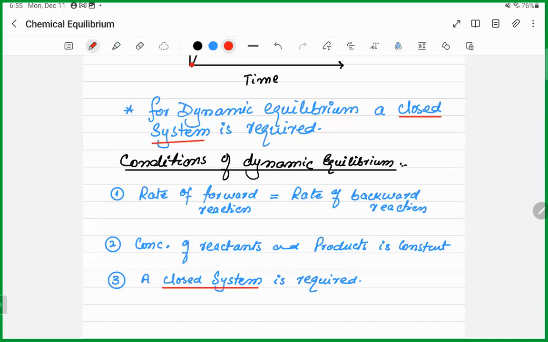As soon as you have an open system, means you add something, ठीक है? You remove something, you vary the temperature, pressure, then the dynamic equilibrium gets disturbed. ठीक है, यहाँ तक बात समझ आ गई? So just a quick review.